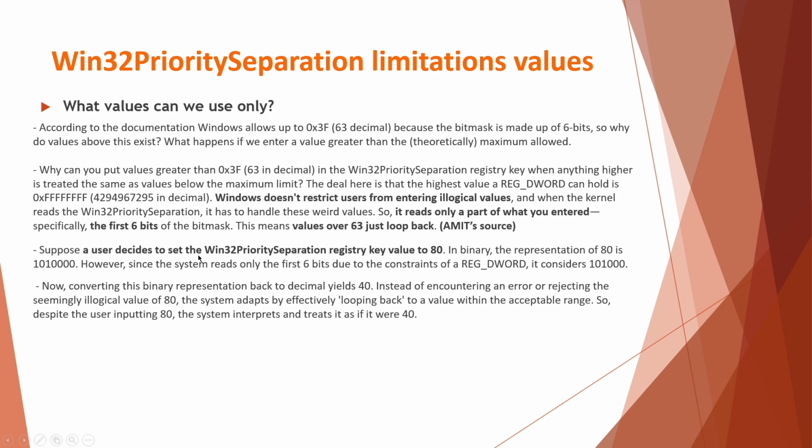Suppose a user decides to set the Win32PrioritySeparation registry key value to 80. In binary, the representation of 80 is 1010000. However, since the system reads only the first 6 bits due to the constraints of the REG_DWORD, it considers this representation without the last 0.